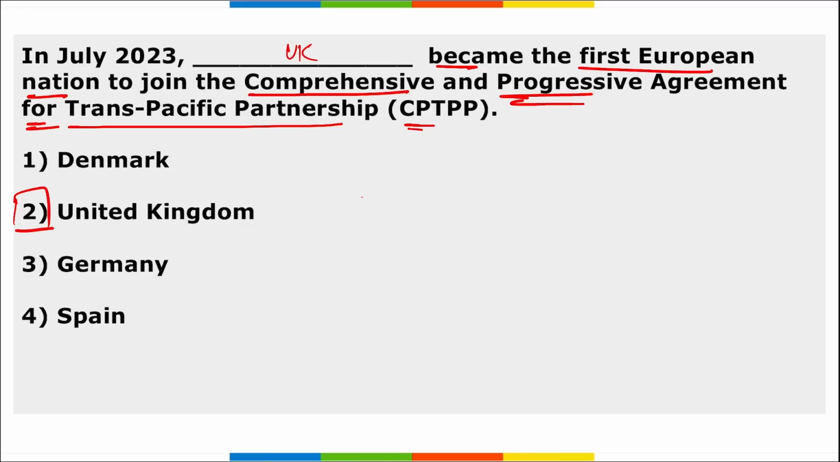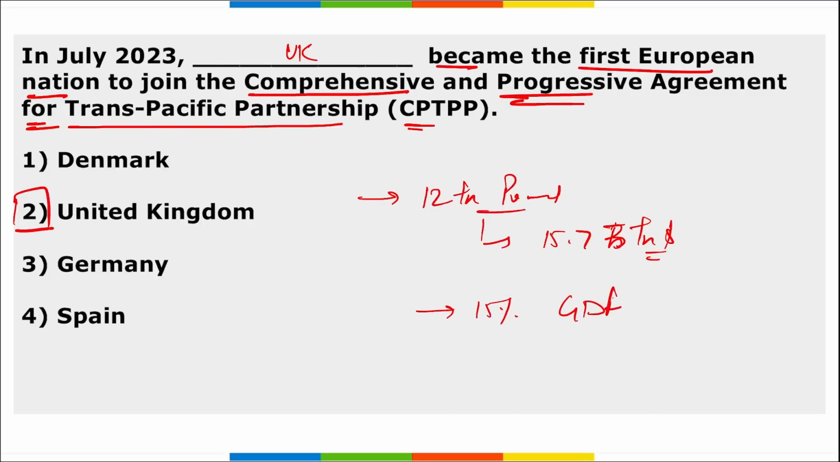With this, remember, these countries together in this bloc will account for 12 trillion pounds of GDP. That accounts for $15.7 trillion, and it accounts for 15% of the global GDP, right? And this CPTPP includes Australia, Brunei, Canada, Chile, Japan, Malaysia, Mexico, New Zealand, Peru, Singapore, and Vietnam. Correct? And remember, it is the UK that became the first European nation.